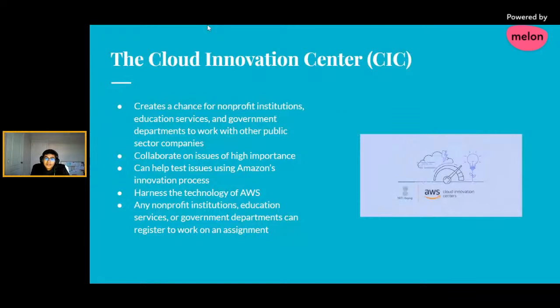Next, let's discuss the Cloud Innovation Center. The Cloud Innovation Center, or CIC, creates a chance for nonprofit institutions, education services, and government departments to work with public sector companies. They can help collaborate on issues of high importance. They can also help test issues using Amazon's innovation process. The Cloud Innovation Center harnesses the technology of AWS and allows for any nonprofit institutions, education services, or government departments to register to work on an assignment.